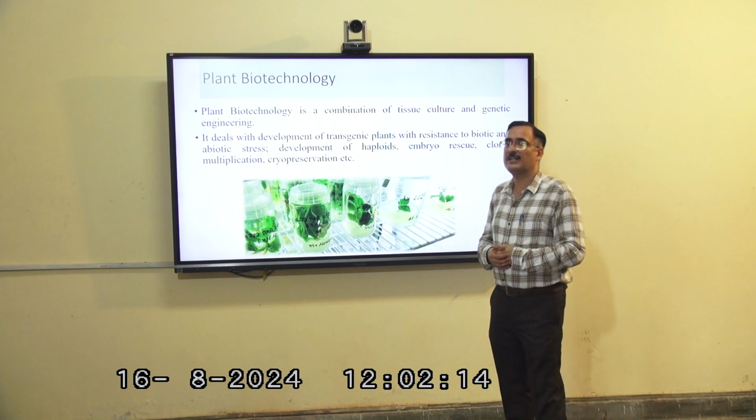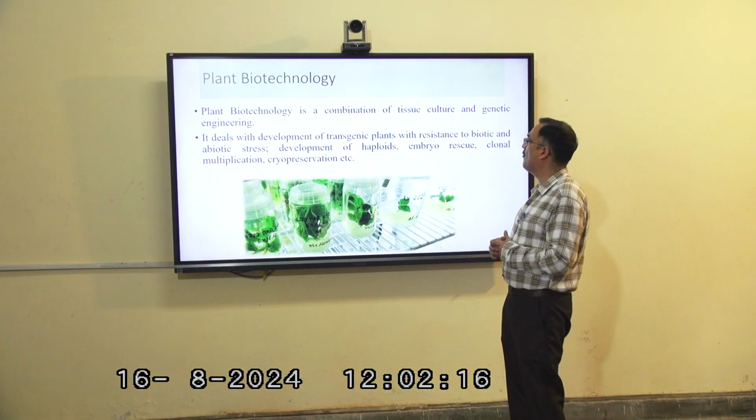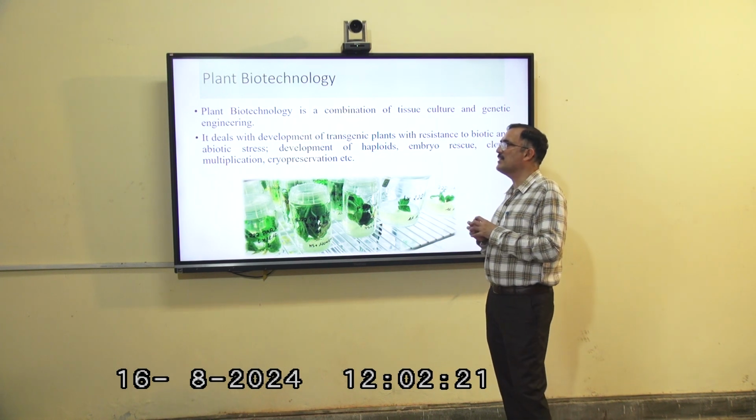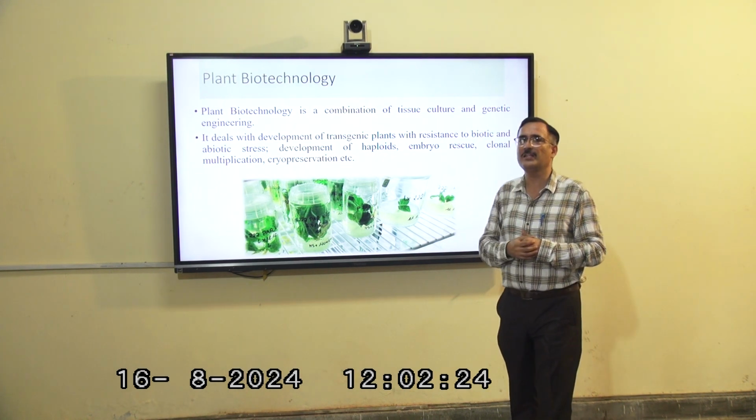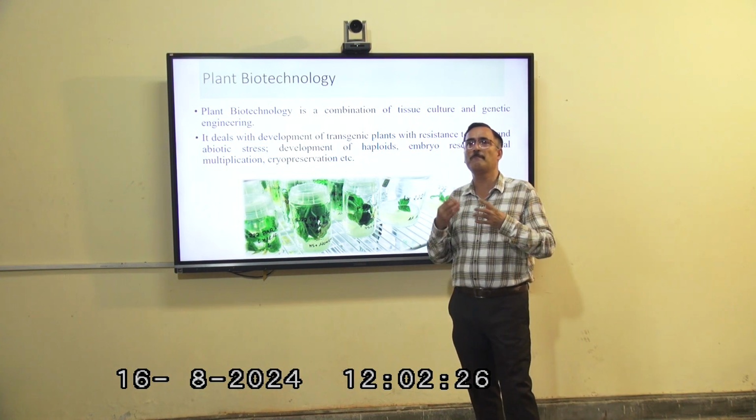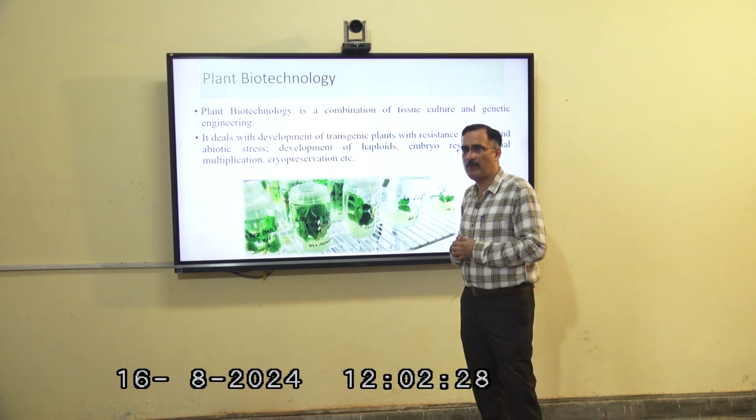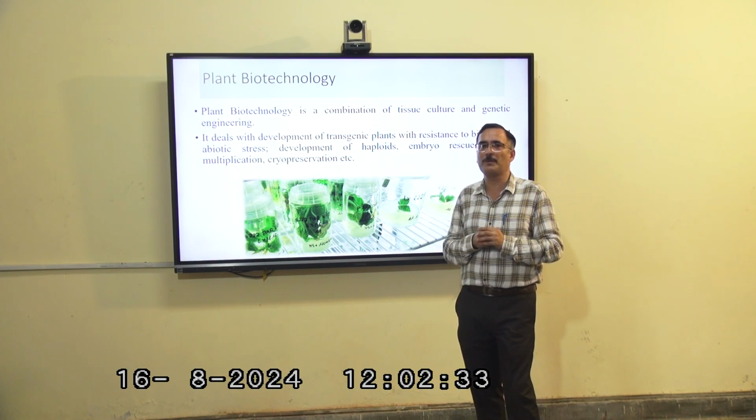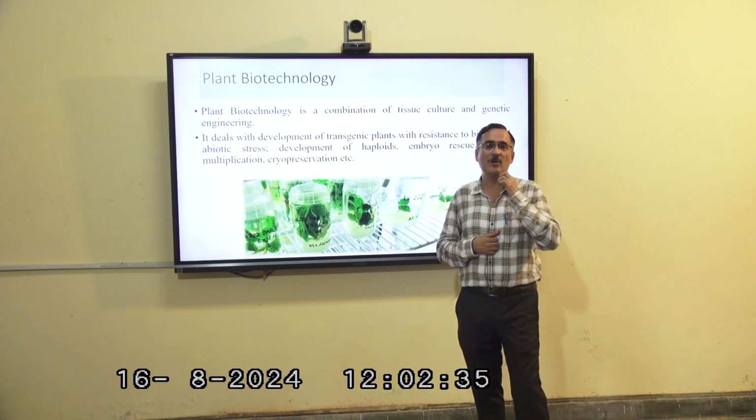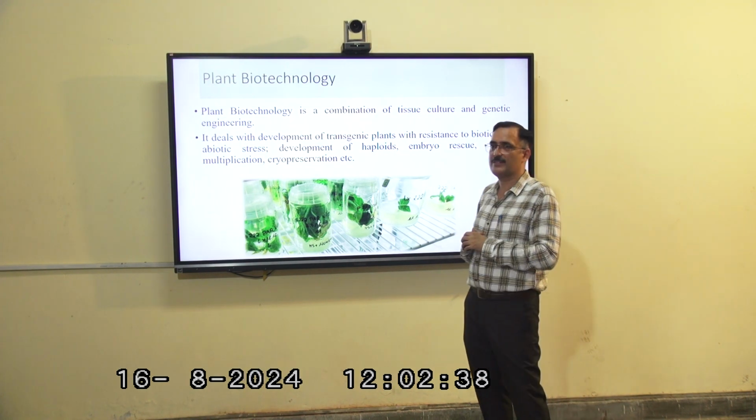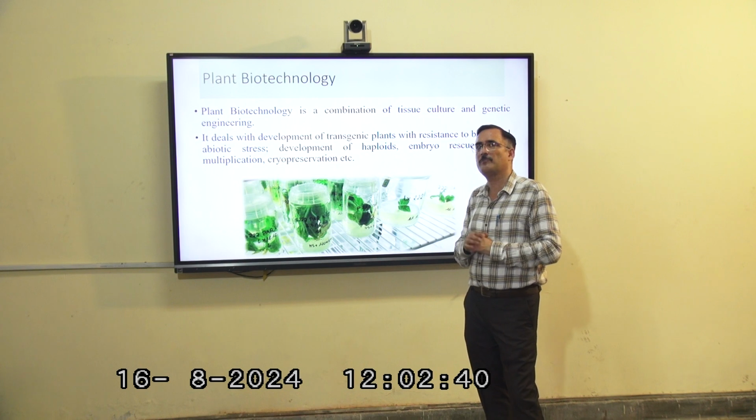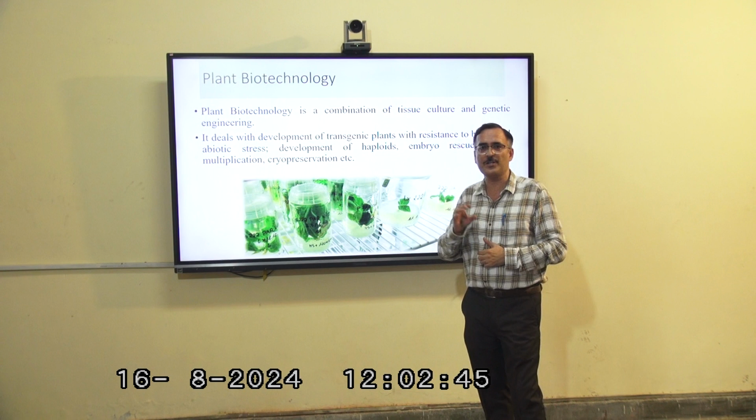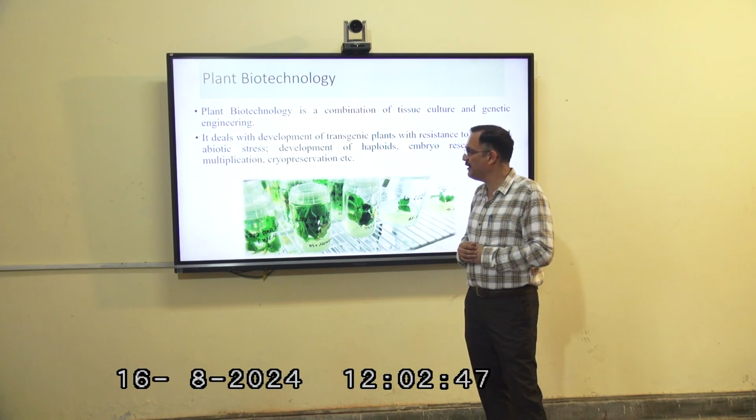Then we have another area, that is plant biotechnology. It is a combination of tissue culture and genetic engineering processes. Tissue culture is a process where, under aseptic conditions, we are able to develop a complete plant from a small piece of plant. In general, we can say this is the explant. Any living part of the plant can work as an explant because of a phenomenon that is called totipotency. Because of this totipotency phenomenon, plants have the capability that from a single cell or a piece of tissue, we are able to develop a complete plant.